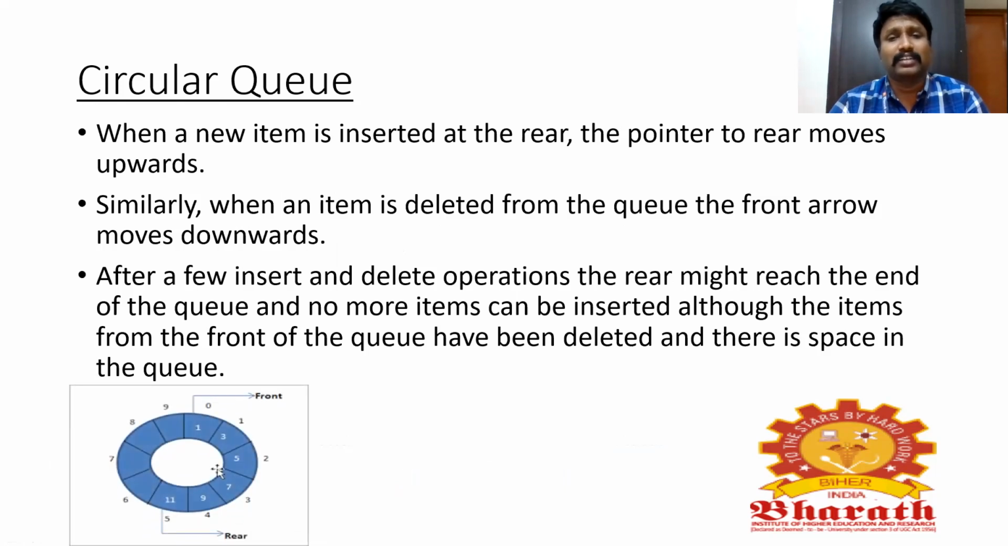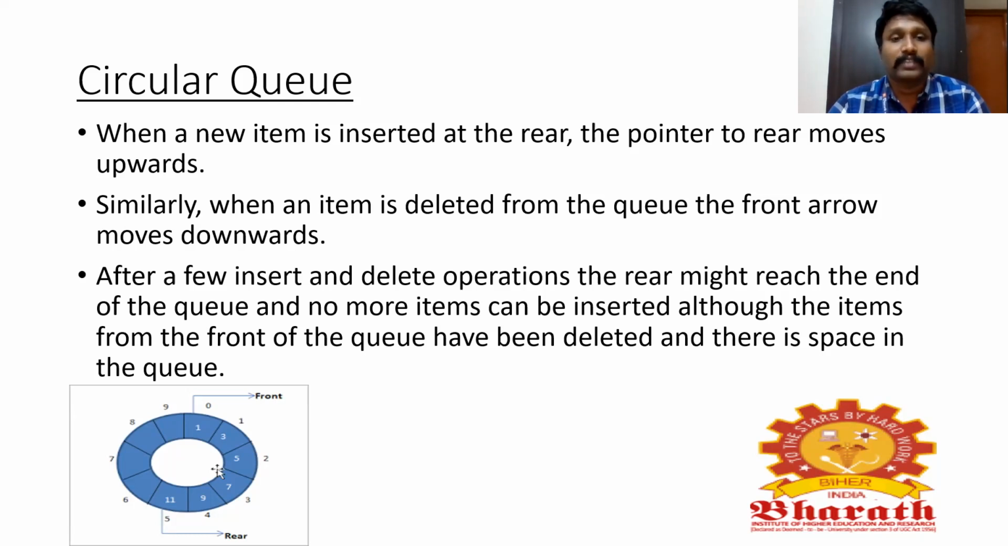Types of queue: circular queue. A circular queue is a queue where the first part and the last part meet together. The starting and the ending of the queue meet in the same place. Only then does it form a circular queue. The new item is inserted at the rear end, and the pointer to rear moves upward. What is a pointer? A pointer holds the address of the next element. A pointer stores the address of the data where it is stored.